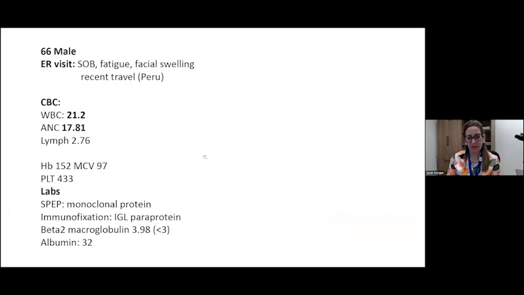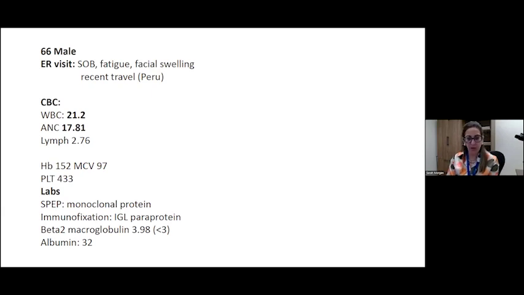Last month, I got a case of a patient who is 66 years old, a male patient who had a visit to the ER twice, with almost similar symptoms: shortness of breath, fatigue, and facial swelling after a recent travel to Peru. His total blood counts showed leukocytosis and neutrophilia with some absolute basophilia, but the lymphocytes were within normal ranges. Hemoglobin and platelets were also normal, and the labs did show some confusing results like monoclonal protein, which by immunofixation came back as Ig lambda paraprotein.